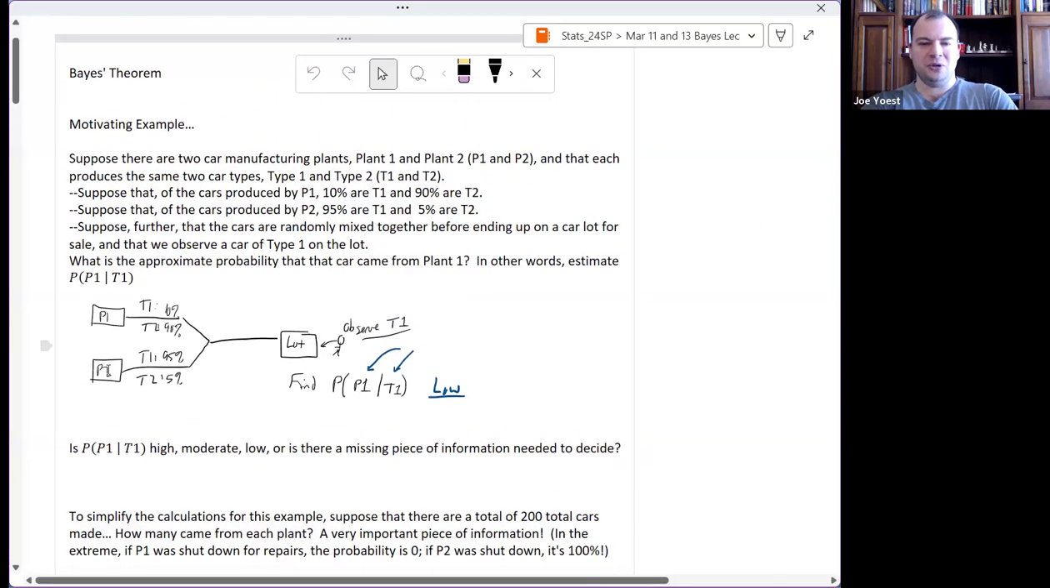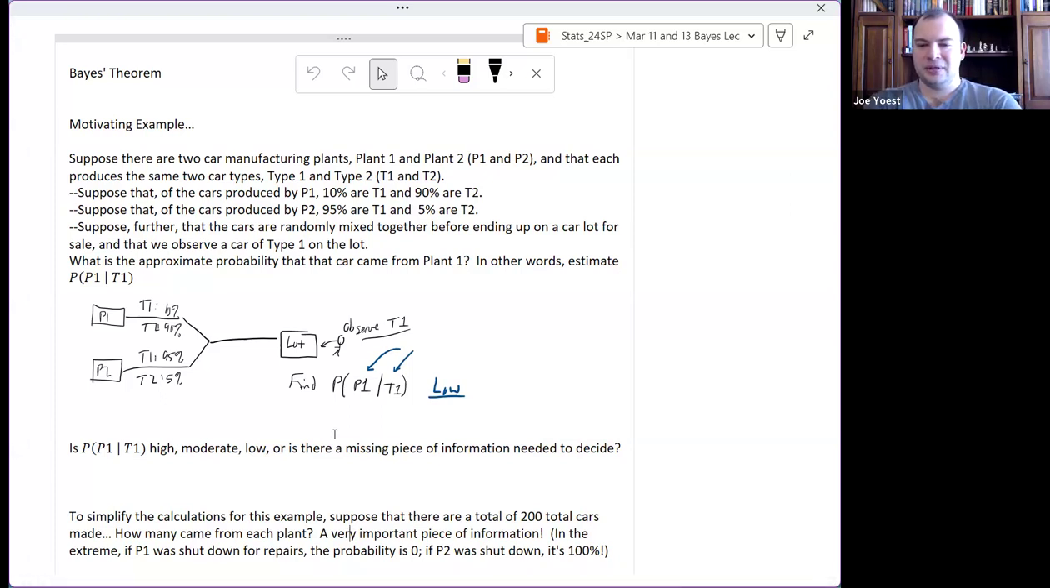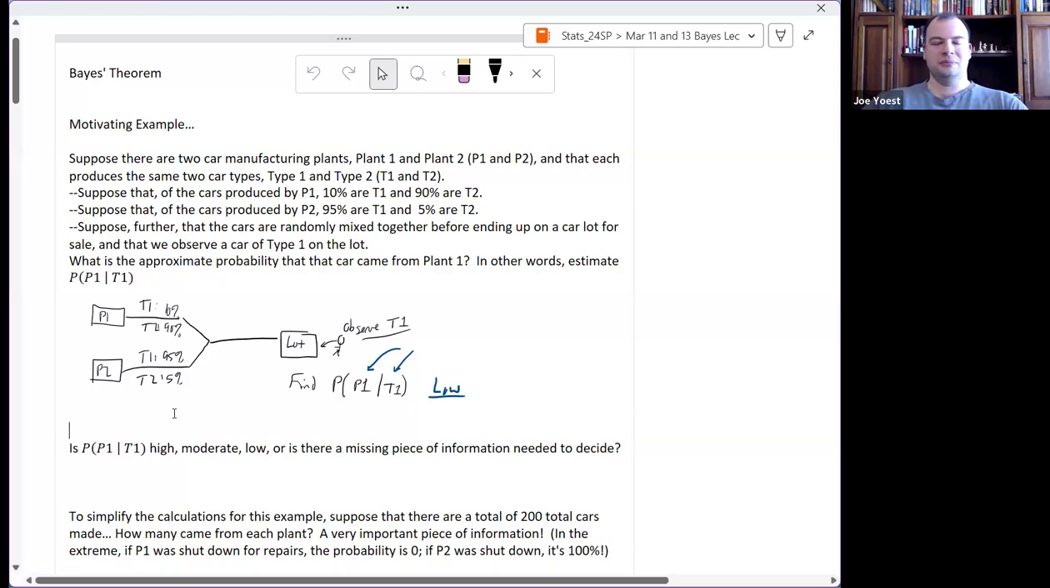For instance, if plant 2 was shut down for the last 3 years for whatever reason, for retooling or something, hopefully it wouldn't take them that long to retool, but let's just suppose. Well, now what's your estimate for the probability that it came from plant 1? Basically 100%, right? So it's very important to know what the initial proportion of cars coming from plant 1 versus plant 2 is. Maybe plant 2 is a much smaller plant and plant 1 is a much bigger plant. Maybe plant 1 is cranking out tons and tons of cars and plant 2 not so many, or vice versa. Or maybe they're pretty balanced.